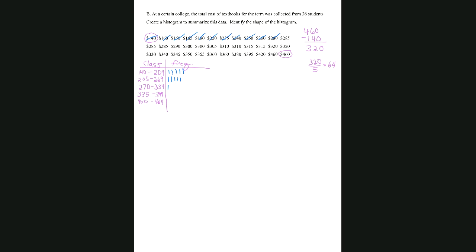285 is in this next class. Another 285, two 285s is in this next class. So 1, 2. 290 is still in this class. 300 is in this class still. Another 300 and the 305 and the 310 and another 310 and a 315 and another 315 and two 320s. So this one has a lot in it.